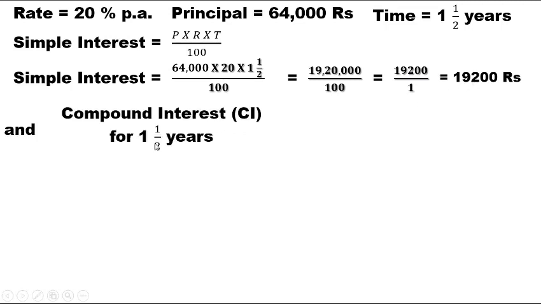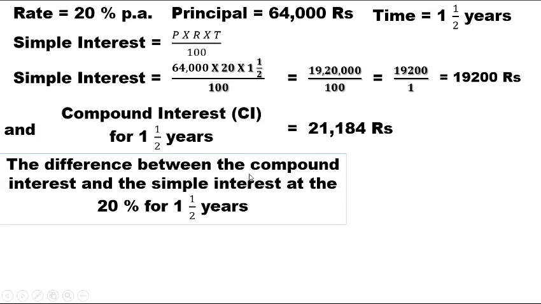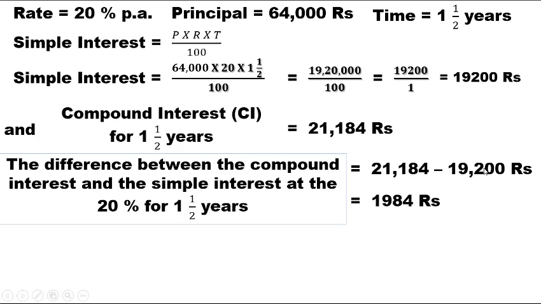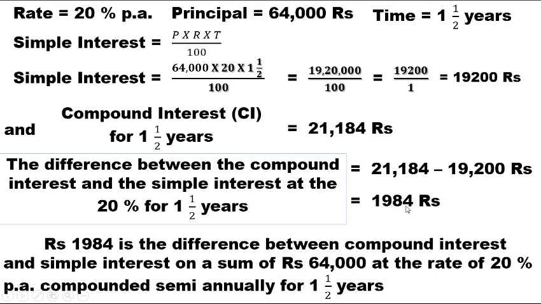And compound interest for 1.5 years is equal to 21,184 rupees. Therefore, the difference between the compound interest and the simple interest at 20% for 1.5 years is equal to 21,184 minus 19,200 rupees, which is 1,984 rupees. Therefore, rupees 1,984 is the difference between the compound interest and simple interest on the sum of 64,000 at the rate of 20% per annum compounded semi-annually for 1.5 years.